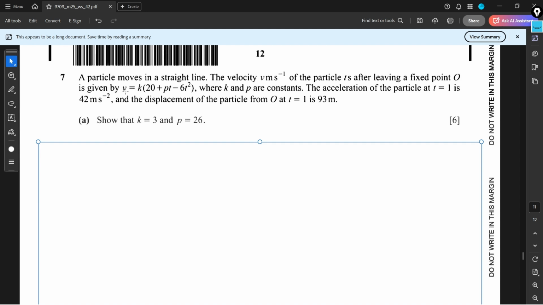I know that because it's a variable acceleration, from the equation of velocity, if I have to find acceleration, I can simply take the derivative over here. And then to find displacement from the equation of velocity, I can integrate.